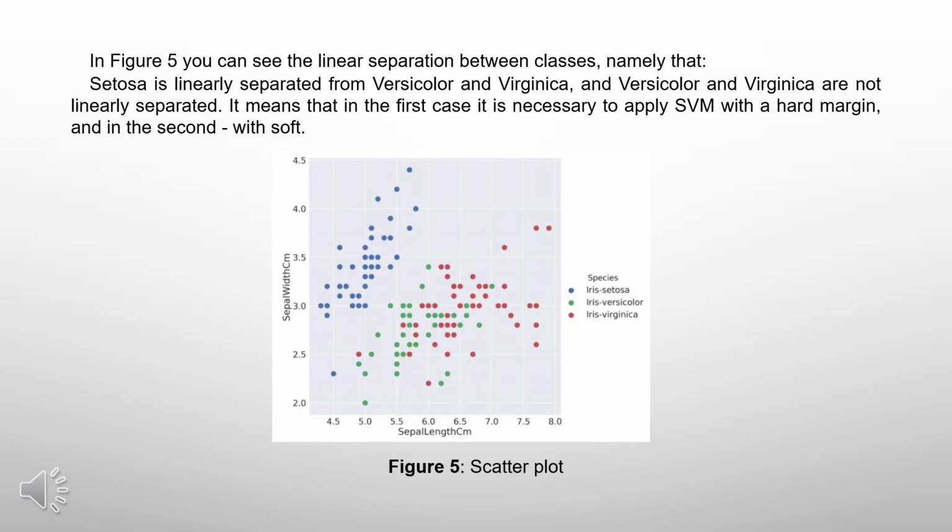In Figure 5, you can see the linear separation between classes, namely that Setosa is linearly separated from Versicolor and Virginica, and Versicolor and Virginica are not linearly separated. It means that in the first case it's necessary to apply an SVM with a hard margin, and in the second with a soft one. Figure 5, scatter plot.